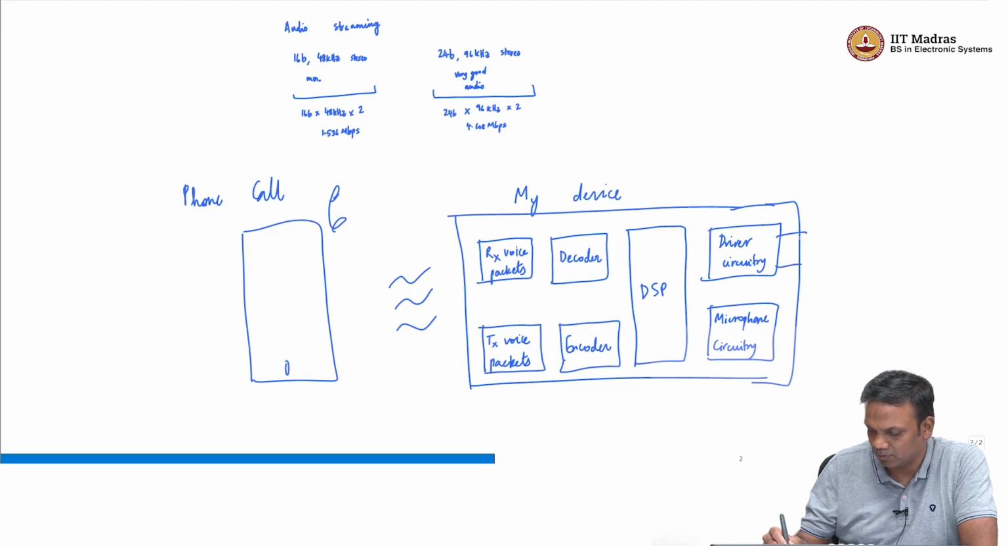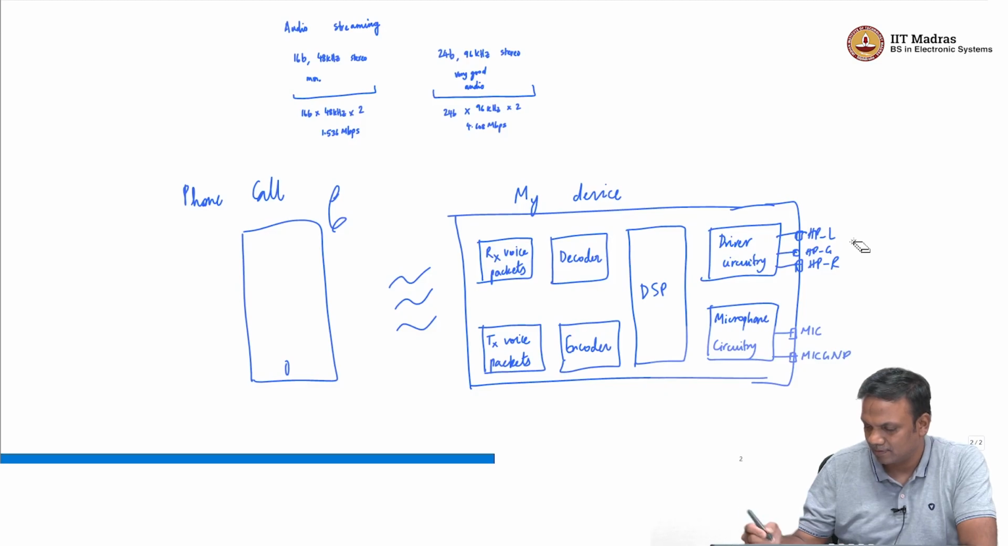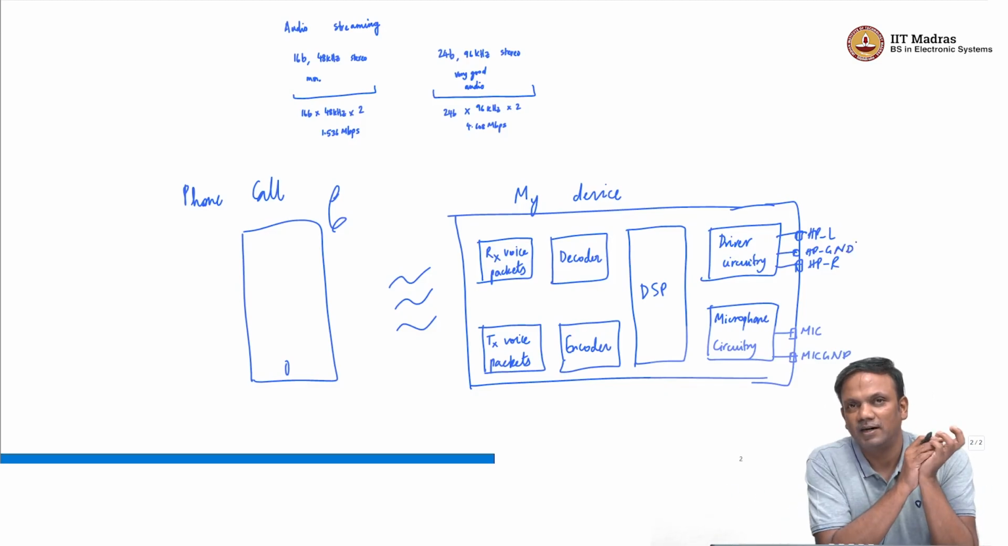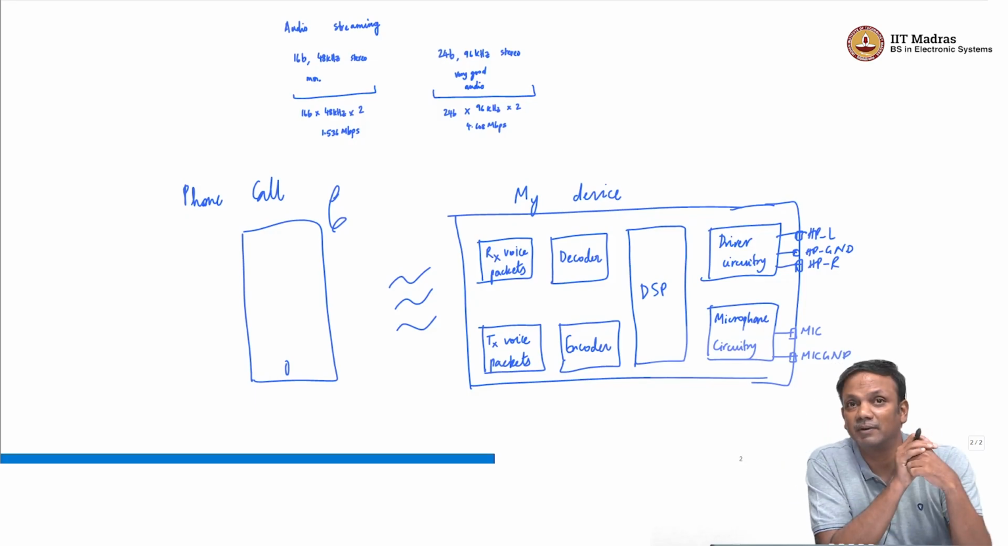So this will connect to, this is let us say headphone left, this is headphone right, and this will connect to maybe mic and possibly a mic ground as well, right. And there is a headphone ground as well that I haven't, maybe I will add it here. So now if I am looking to make or receive a phone call, these are all the blocks that come into play.